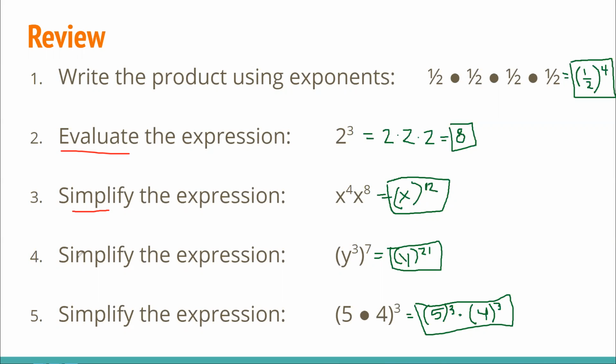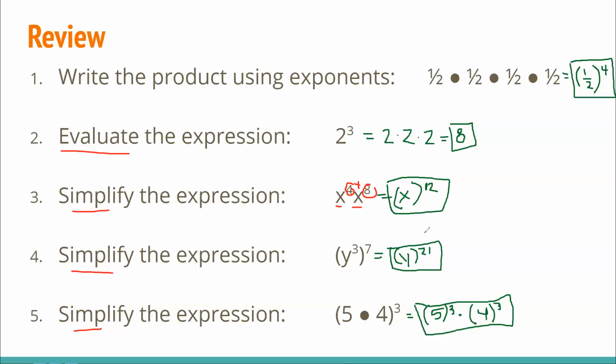For numbers 3, 4, and 5, they all say simplify. And so simplify means that we're going to basically do one step of it, and we're not going to finish solving it. So we're going to keep those exponents. Those exponents are okay in our answers. If you notice on this number 3, I have 2 bases and I have 2 exponents. So that means that I'm going to be adding my exponents. That's the rule.